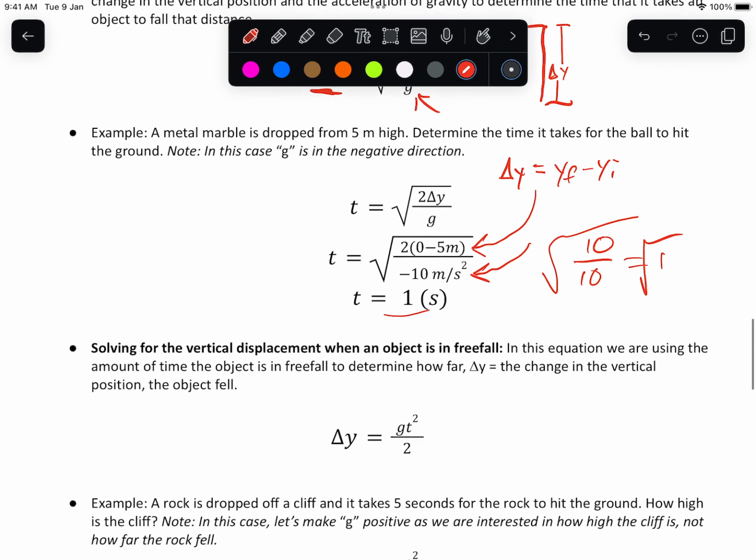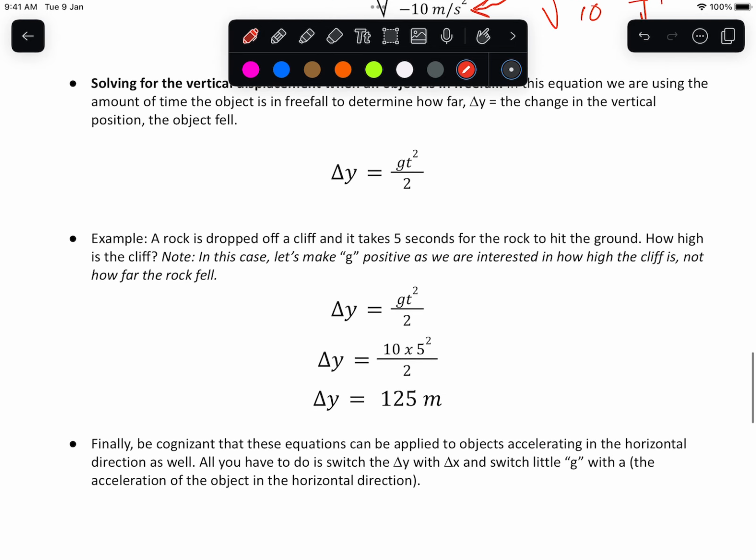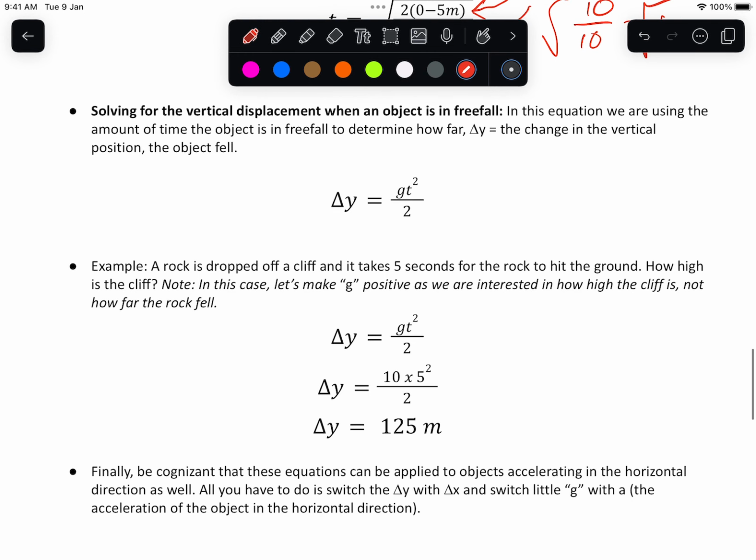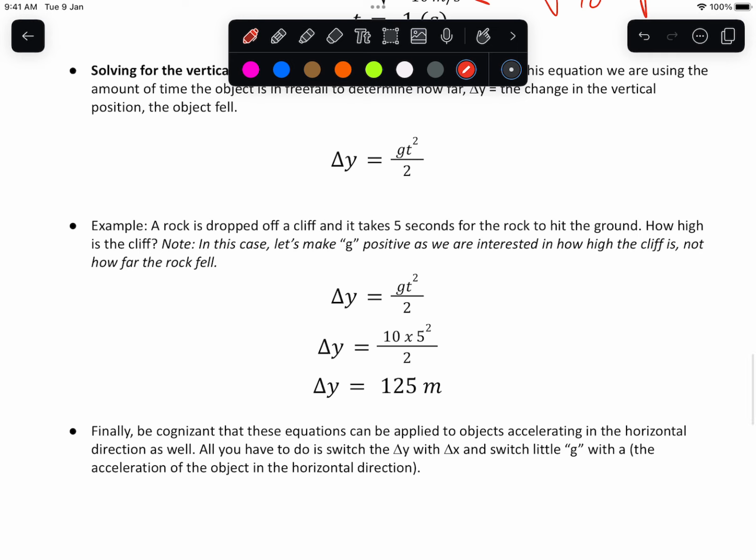Now, actually, the same equation, rearranged, I can solve for the vertical displacement if I have a time. So let's check the example below. If I put in 5 seconds here as my time, say I threw an object off a cliff and I timed it and it took 5 seconds to hit the ground. Well, there's my 5 seconds there. I square that, multiply it by 10 for gravity, and then divide that by 2, and I get 125 meters.